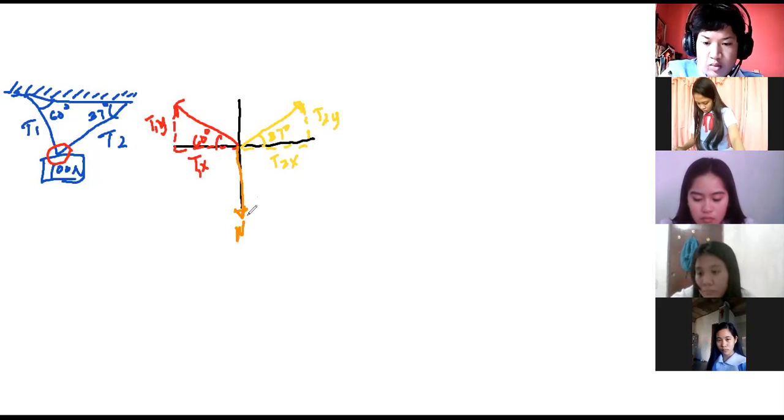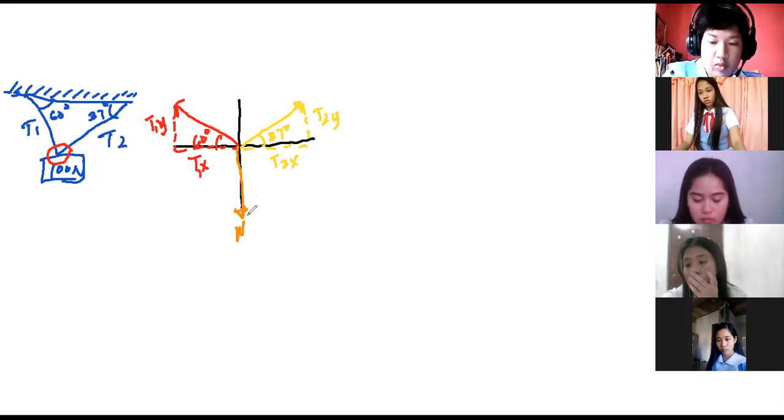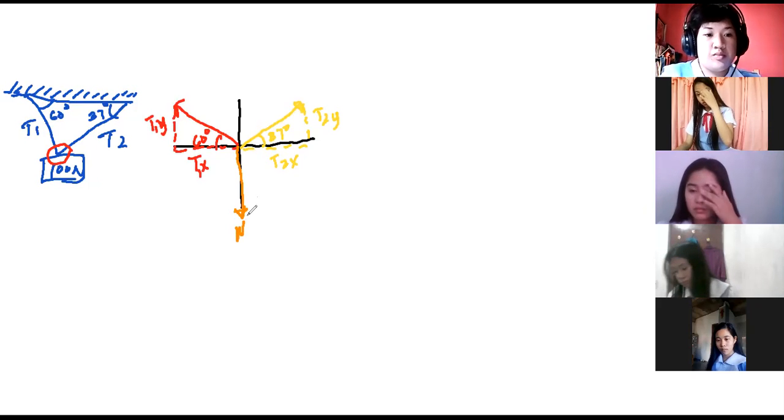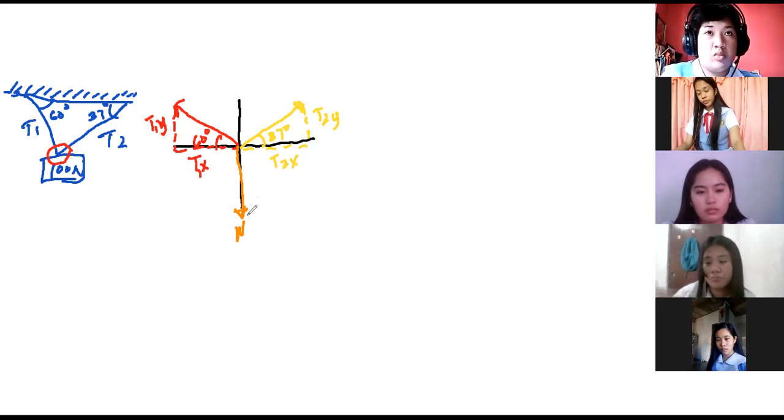So our task here is to solve for tension 1 and tension 2 so that this 100 Newton weight will be at that certain position if hung at that certain angle. Okay, now let's solve for the x and y components of each of the forces. So let's start with tension 1.